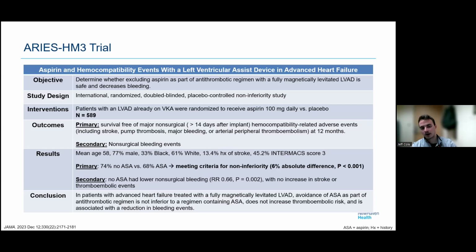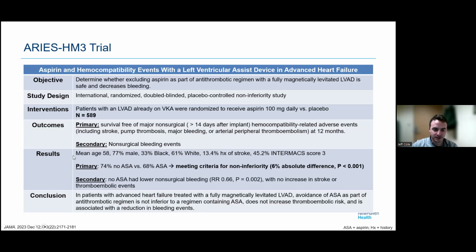And their primary outcome was survival free of major non-surgical hemocompatibility-related adverse events, which they defined as greater than 14 days after implantation. This is going to be a common theme in a lot of these trials, abbreviated HRAE. These include stroke, pump thrombosis, major bleeding, or arterial peripheral thromboembolism at 12 months.